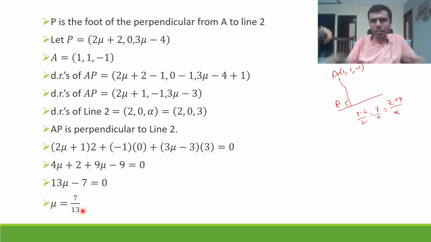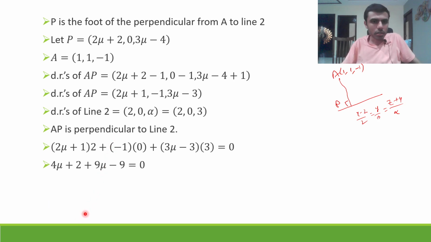Now in this journey of your calculations, you might feel, am I doing it right? This question comes, right? Maybe I made a mistake somewhere. How to check? See, I'll tell you. Here, what did we get mu as? Mu is 7 by 13.